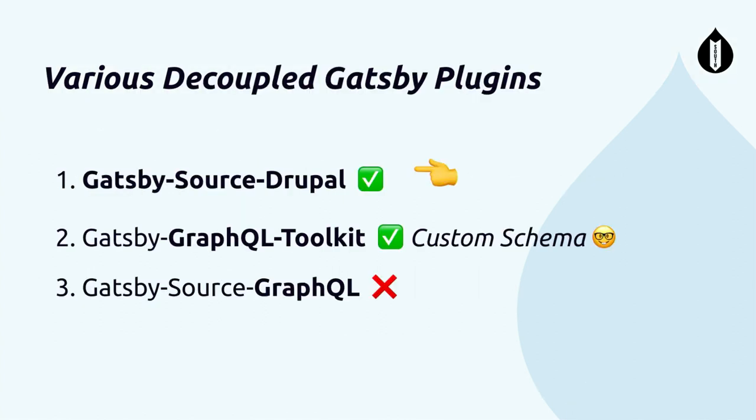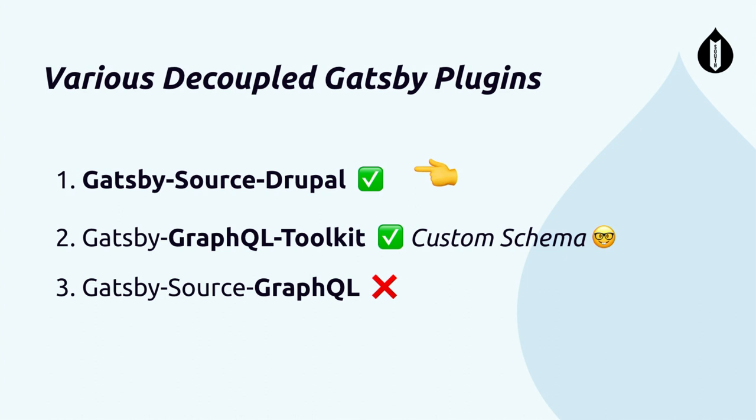So in this example, and for those of you who have already investigated using the Gatsby module, there are a few different plugins that can interact with Drupal. For this demo and in the repo that I'm going to share with you just now, we're going to use the Gatsby Source Drupal plugin. There's also Gatsby GraphQL Toolkit, which allows you to use GraphQL on Drupal, but then you can also build out a custom schema, and you get the benefits of the Gatsby Source Drupal module so that Drupal and Gatsby can still talk to each other.